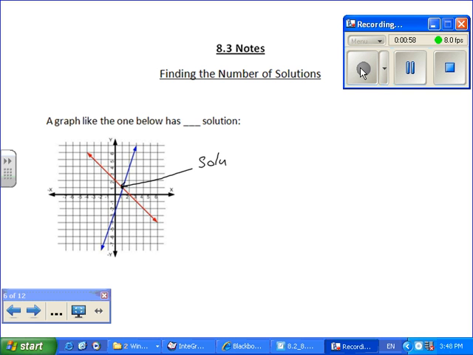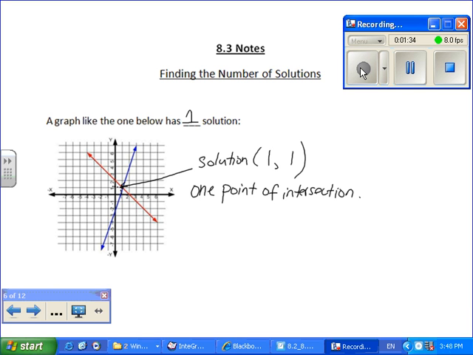The solution is the point where they cross, which is 1 for x. If I come down to the x-axis, that's at x equals 1. And if I come over to the y-axis, it's at y equals 1. So that solution is 1, 1. There is only one point of intersection. And so we say that there is only one solution. In other words, there's one point of intersection and it is 1, 1. But it has only one solution because they only cross in one place.